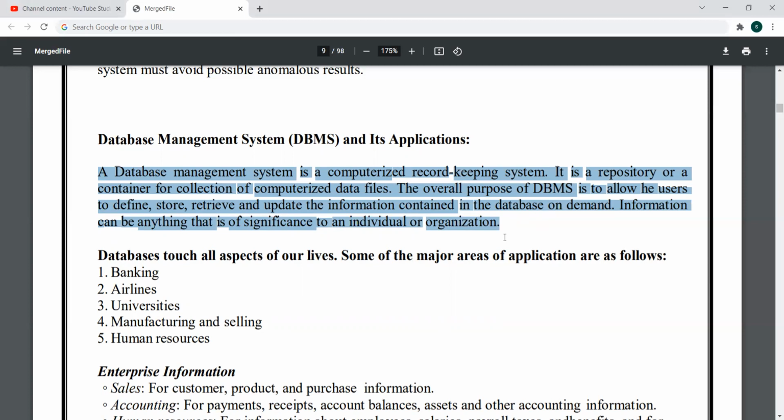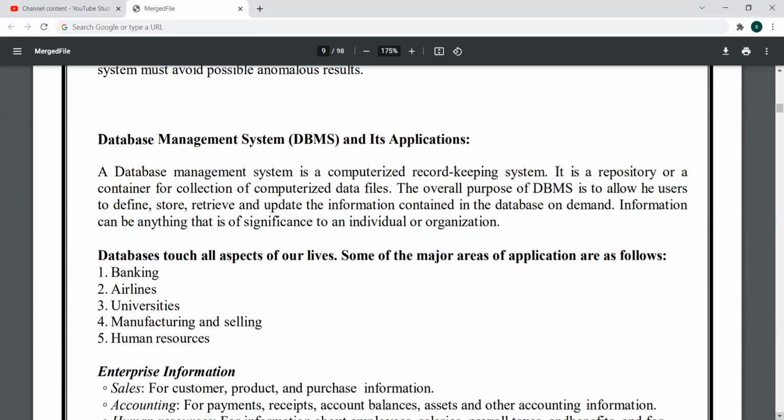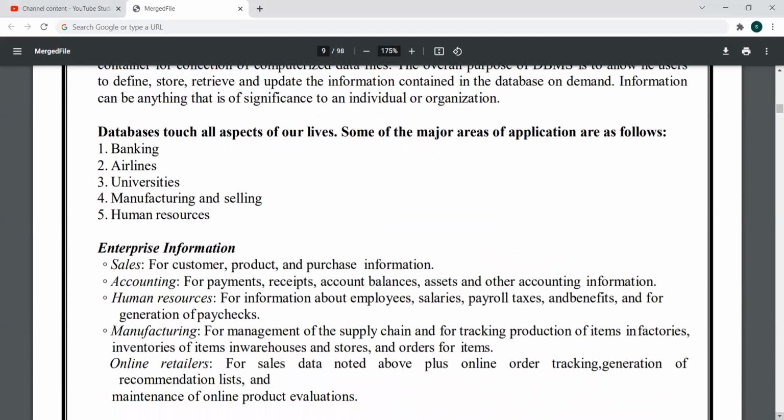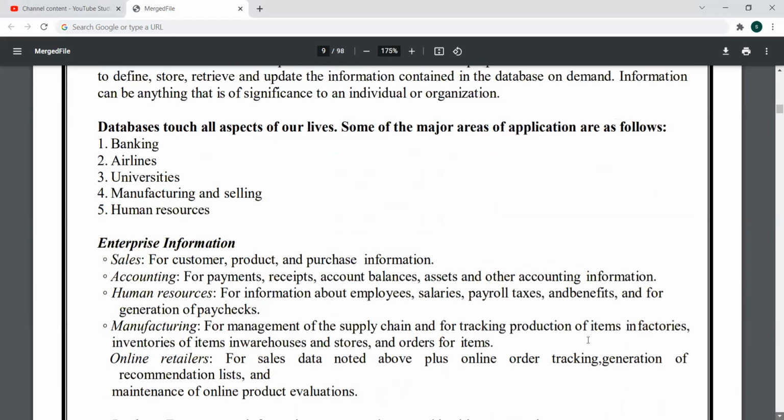The overall purpose of a DBMS is to allow the users to define, store, retrieve, and update the information contained in the database on demand. Information can be anything that is of significance to an individual or organization. DBMS touch all aspects of our lives.